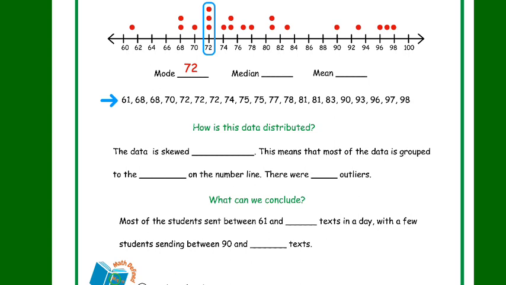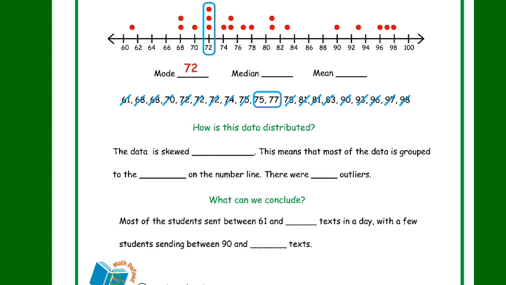I'll start by eliminating the least value of 61 and then the greatest value of 98. And then I go back to the next lowest value of 68 and the next greatest value of 97. And I just keep doing this until I reach the middle value. I'm stopping here at 75 and 77 because if I eliminate these last 2 data points, there will be nothing left. So now I need to find the mean or the average of these 2 numbers that are left.